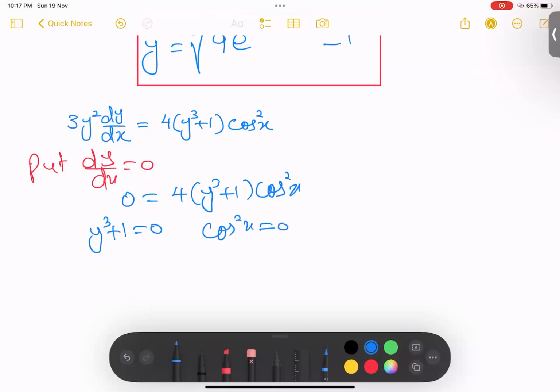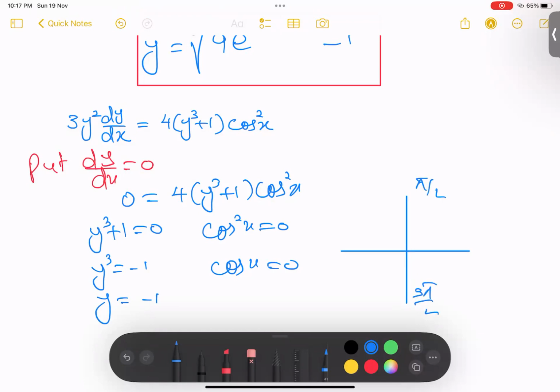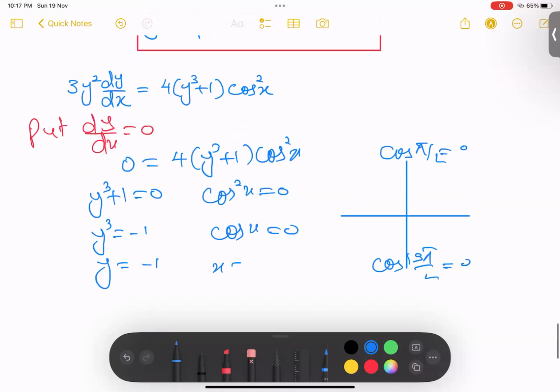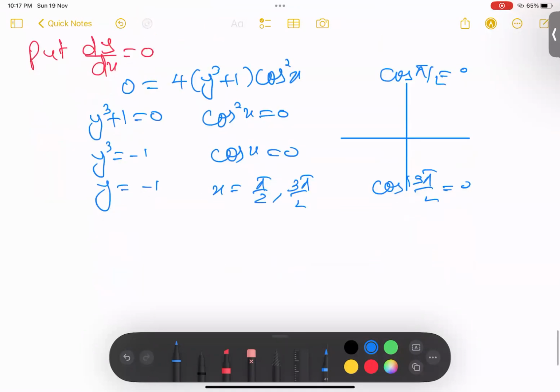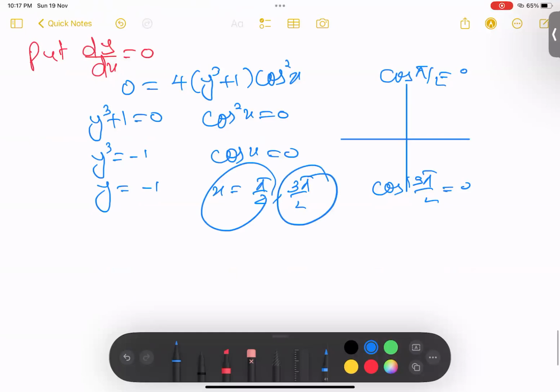So let's see which is possible. Here y cube is equal to minus 1, and y becomes negative 1, since the cube root gives you minus 1. And here cos x equal to 0. Where is cos 0, students? You know it: pi by 2 and 3 pi by 2. Because cos pi by 2, if you check in radian, gives you 0, and cos 3 pi by 2 also gives you 0. That is why I got two answers, pi by 2 and 3 pi by 2, and that is what he was asking. So one of them is A, the second one is B.